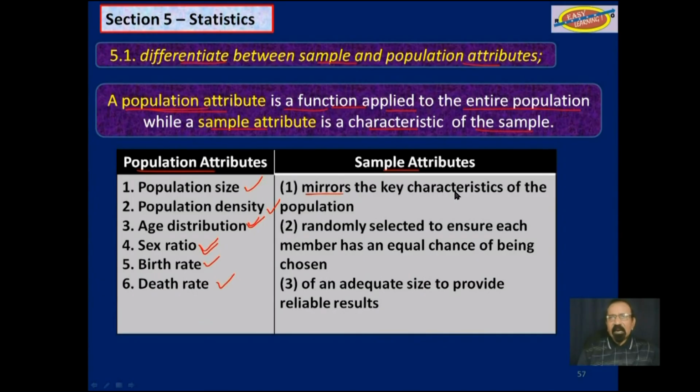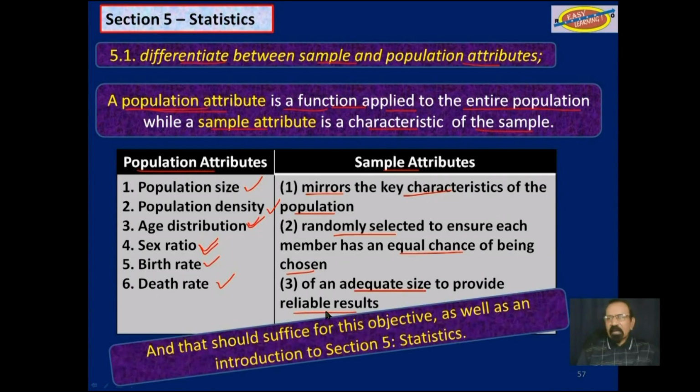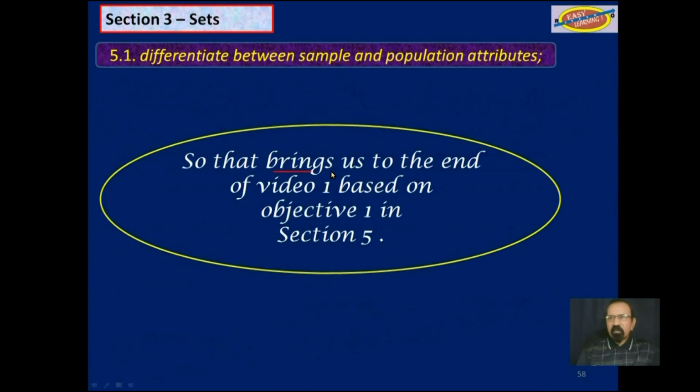Sample attributes, there are 3. Mirrors the key characteristics of the population, randomly selected to ensure that each member has an equal chance of being chosen, and it must be of an adequate size to provide reliable results. And that should suffice for this objective, as well as an introduction to Section 5, Statistics. So that brings us to the end of video 1, based on Objective 1 in Section 5.